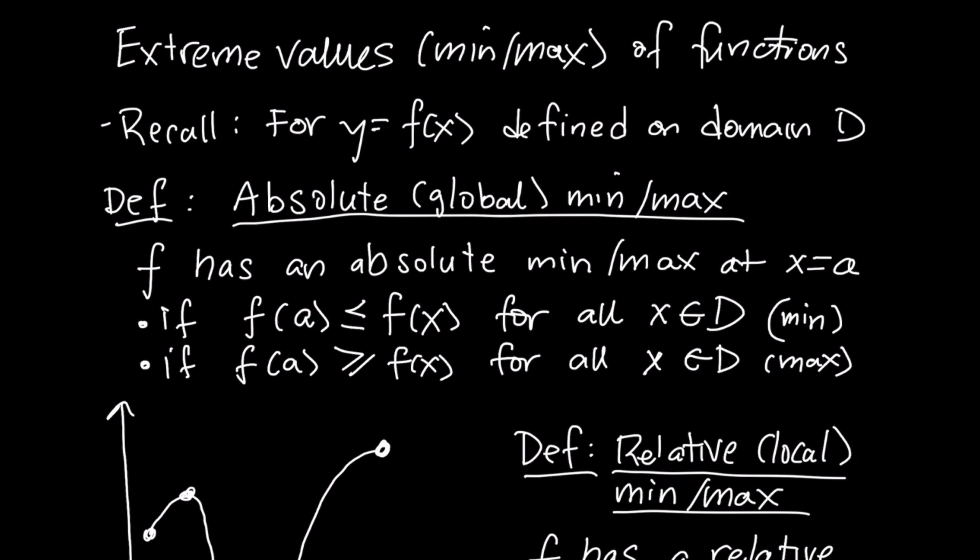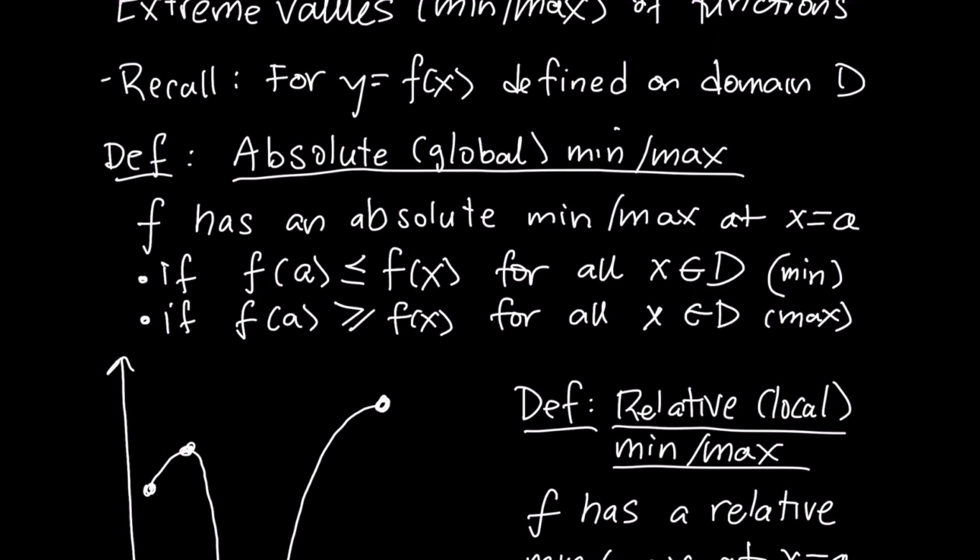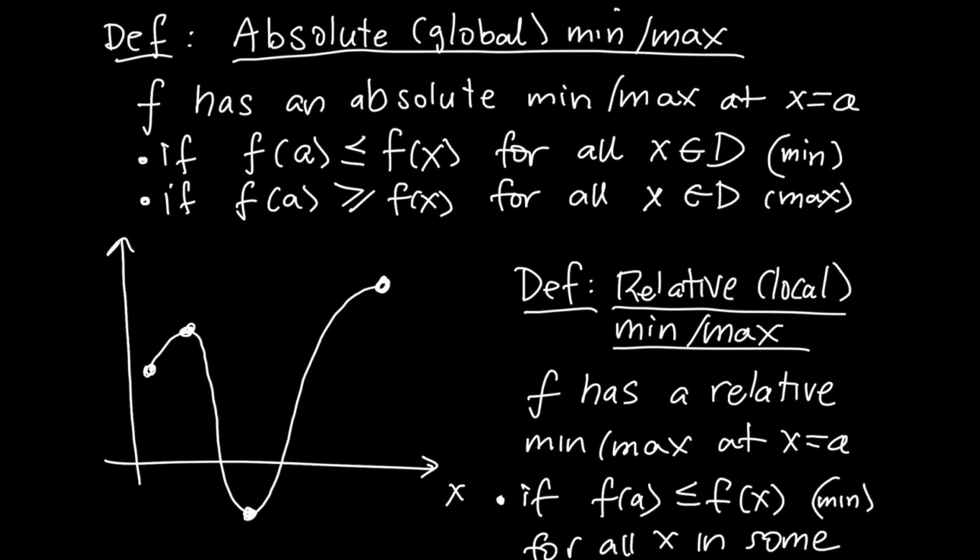If your function has an absolute minimum at x equals a, then f of a is less than or equal to f of x for all points x in the domain of your function. So for example, this point right here would be the absolute minimum because its value is lower than every other value in the function's domain.